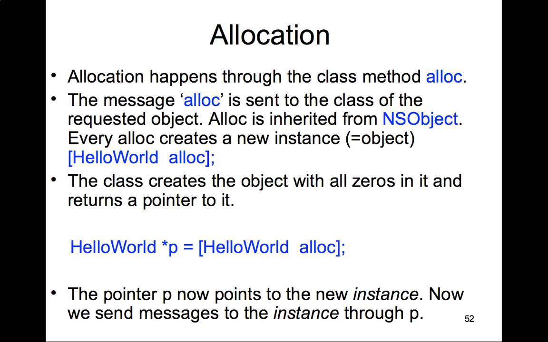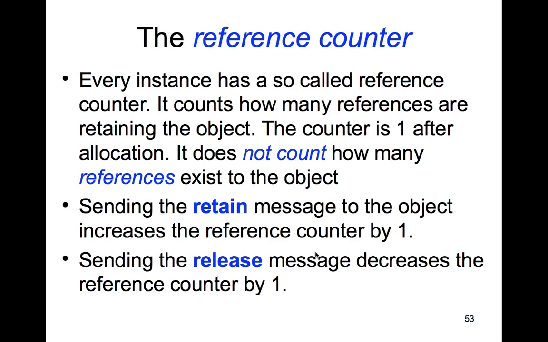So in terms of allocation, here's an interesting comparison. Allocation happens along with the class method alloc. The message alloc is sent to the class with the requested object. Alloc is inherited from NSObject. Every alloc creates a new instance, which is equal to an object. So HelloWorld alloc, that's what we've seen. The class creates an object with zeros in it and returns a pointer to it. So here we have HelloWorld p is equal to HelloWorld alloc. Pointer p now points to the new instance, and we can send messages to the instance through p.